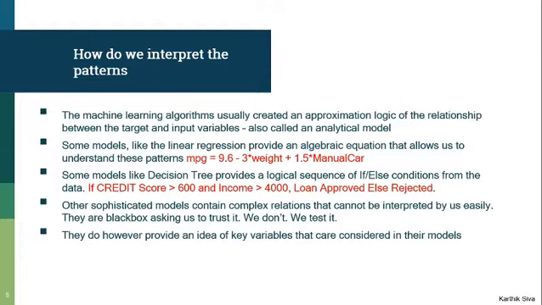Now this 9.6, 3 and 1.5 is something that the machine learning algorithm has figured out from the data and it has come out with an answer. That's what it is. There are other types of algorithms where it doesn't give you an equation, rather it gives you an if-else condition, like the decision tree algorithm. It makes sense, we could interpret it. But most of the other models, which are sophisticated models, it's not easy to interpret them. They are kind of black box.